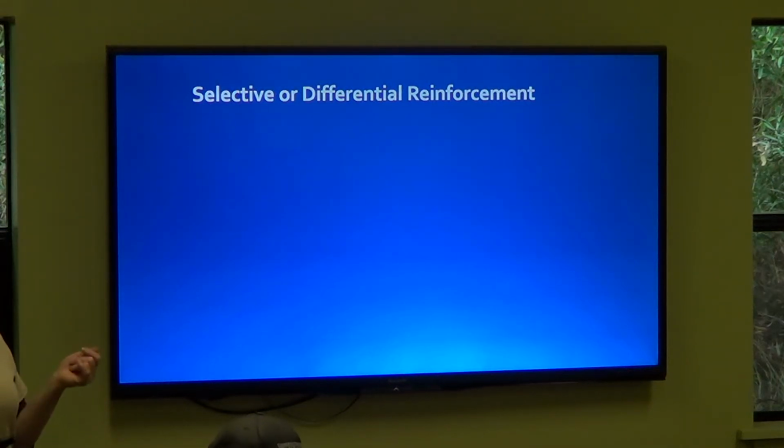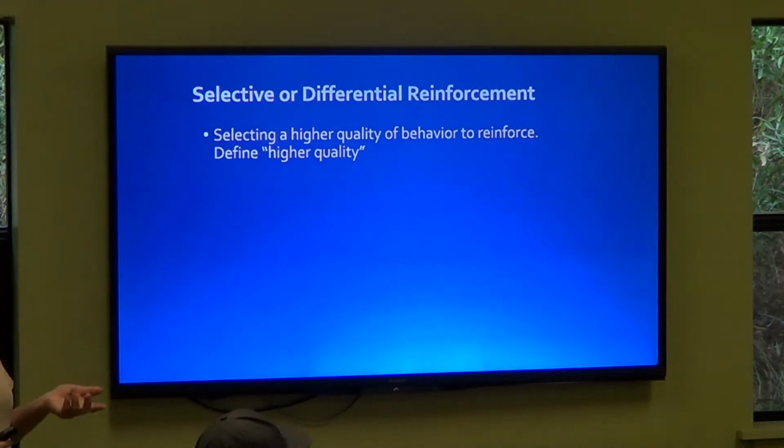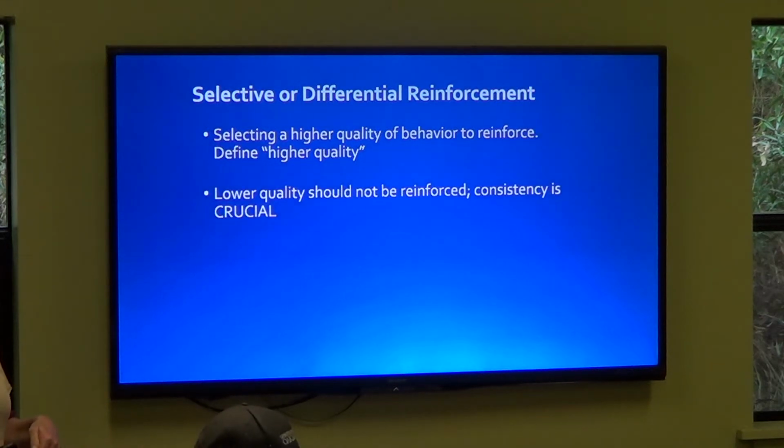So you're going to hopefully use something called selective or differential reinforcement, and this is how you improve the quality of the behavior. Whatever you define as quality, again, it could be latency, how high you lift your foot, how long you hold your shoulder against the mesh, whatever it might be. So define quality, and then this is how you improve the quality of the behavior.